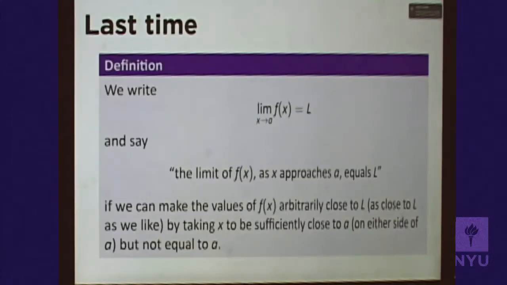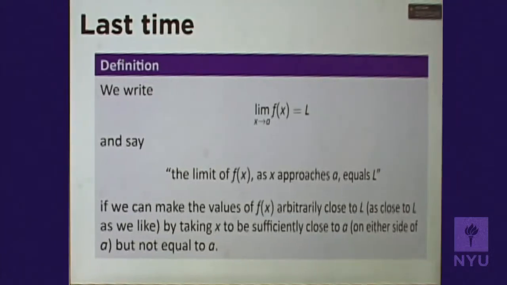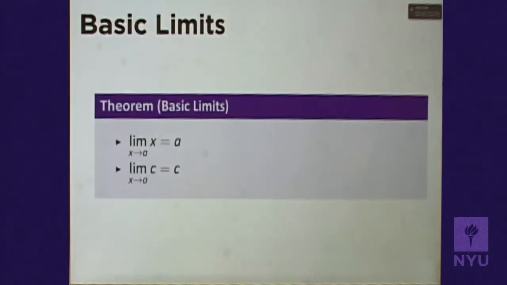So let's remember the definition of limit because it's wrapped into the definition of continuity. We say that the limit of f of x as x approaches a equals L if we can make the values of f of x arbitrarily close to L. That means as close to L as we like by taking x sufficiently close to a. So how close does f of x need to be to L for you to be satisfied that it's L? I can get it that close by taking x sufficiently close to a.